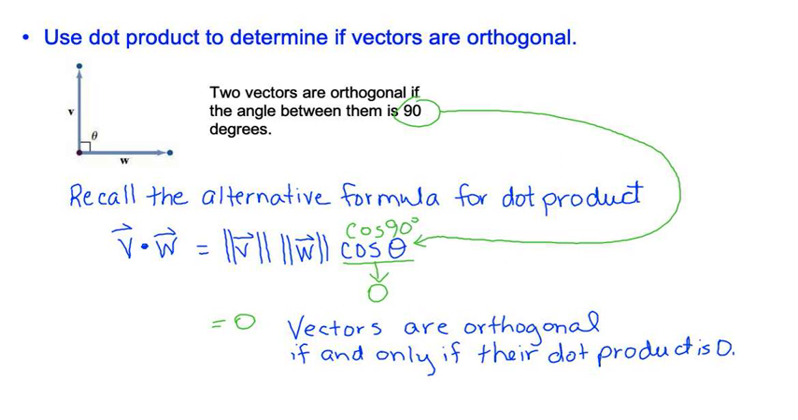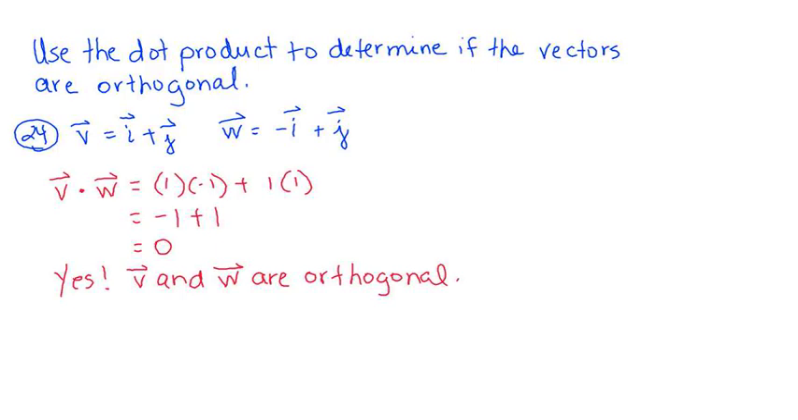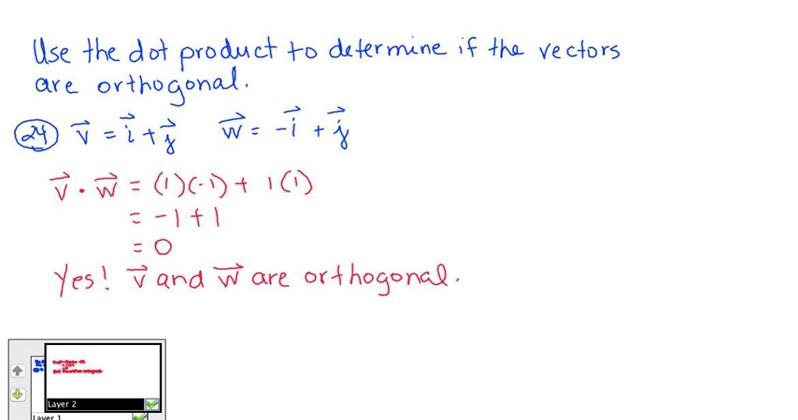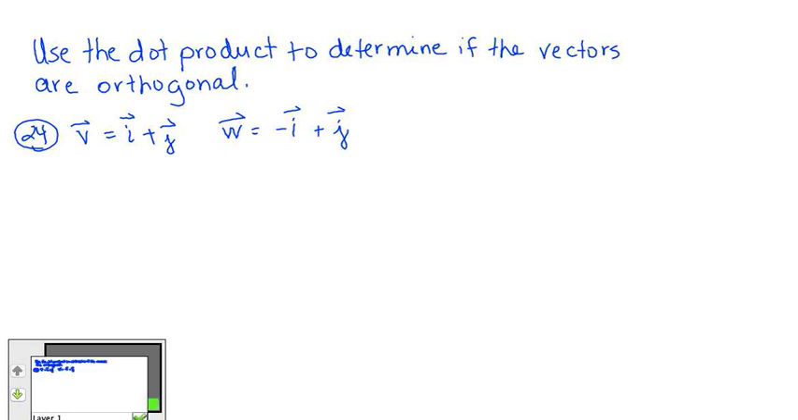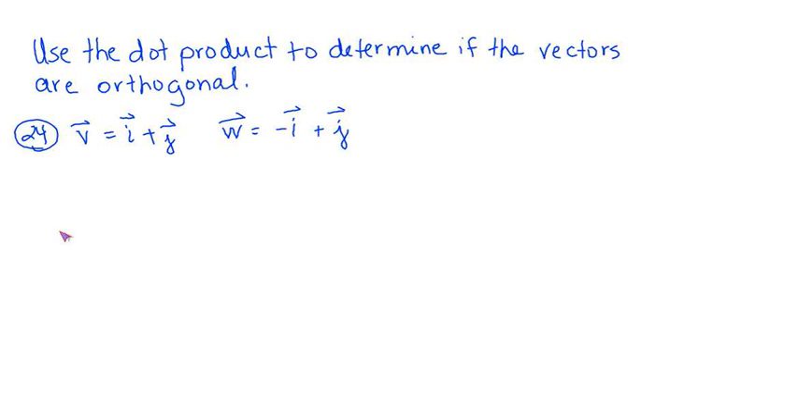Oh, wait a minute. I have another example. We just told what makes vectors orthogonal. Let's work one out. Let's take this off and start all over. Use the dot product to determine if the vectors are orthogonal. So I have two vectors here. So what I want to do is take their dot product. If their dot product is 0, then they're orthogonal. And if it's not, then they're not orthogonal.